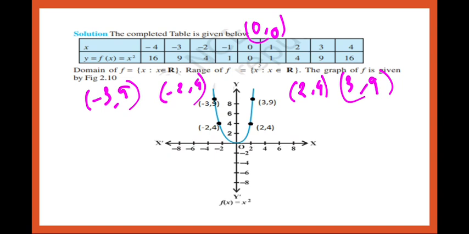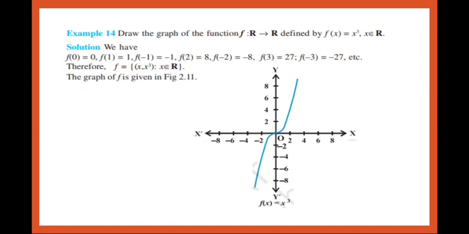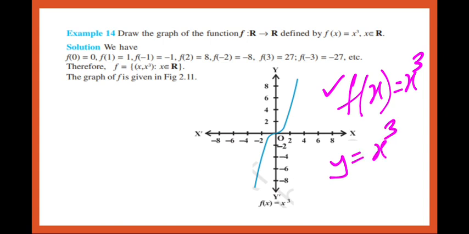Just mark these points in the Cartesian plane: (0, 0), (2, 4), (minus 2, 4), (3, 9), (minus 3, 9). In this way also the points (4, 16) and (minus 4, 16). Just join these points, you can see it will be in the shape of a parabola. In this way you have to draw this graph. Similarly for this one, just find the solutions and join the points, and we will get this graph. This is the graph of f(x) is equal to x cube, or you can say this is the graph of y equal to x cube. So this is all for today. Thank you.